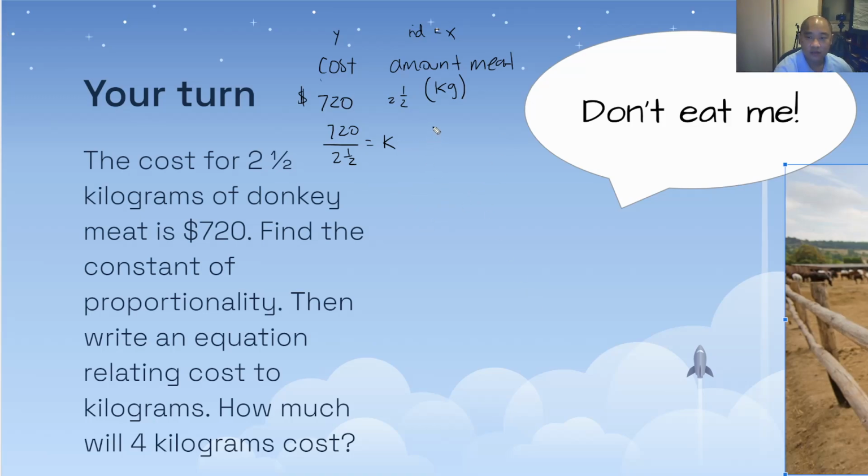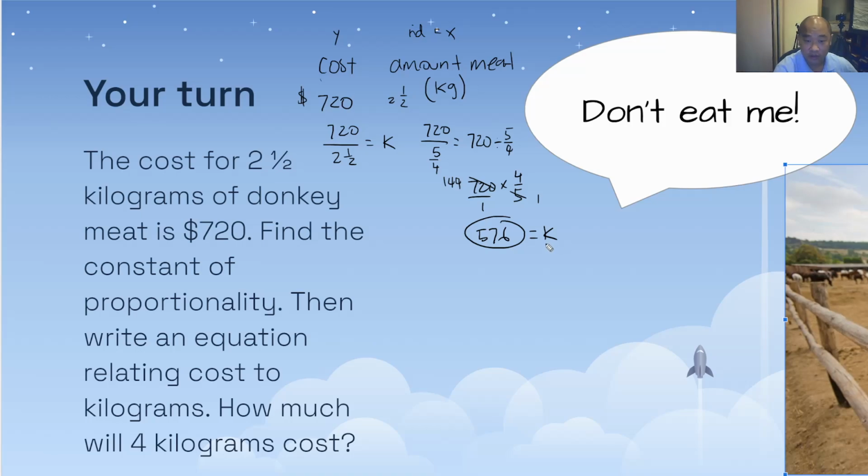So this is 720 over 2.5, which is 720 over 5 over 2, which is the same thing as 720 divided by 5 over 2, which is the same thing as 720 times 2 over 5. Now 720 and 5 could be reduced, right? And that would be 144 over 1. So it's 144 times 4, which is 576. That is our constant of proportionality.